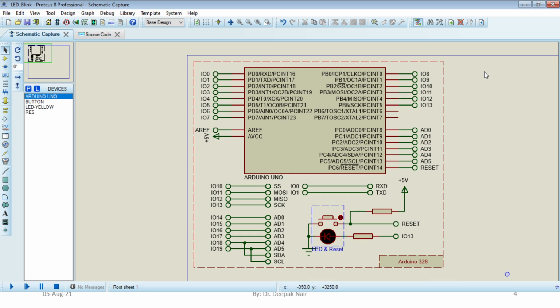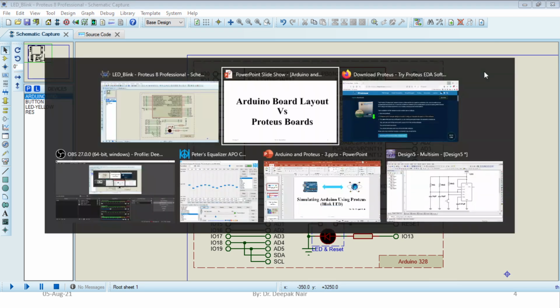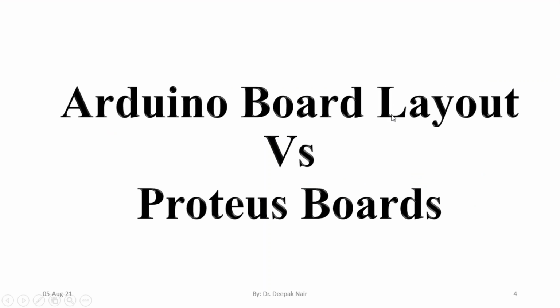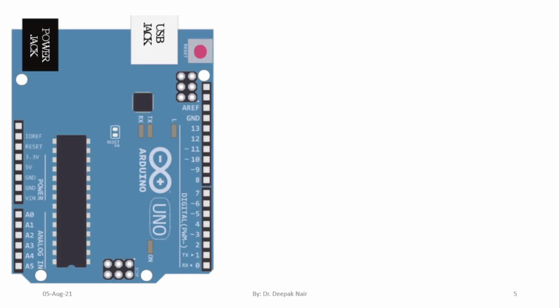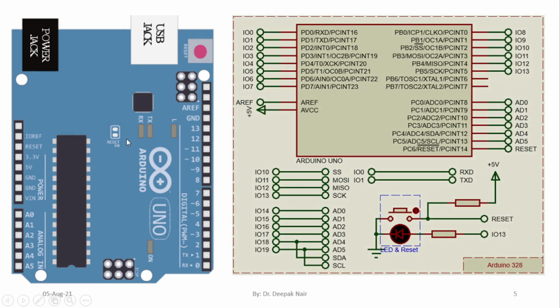Let me go back to the presentation and show you how we can correlate these two boards. This is the normal Arduino Uno board which you can buy from the market. This is the hardware. And here we are using the Arduino board which is available in Proteus, which is showing Arduino 328. So how can we correlate these two?